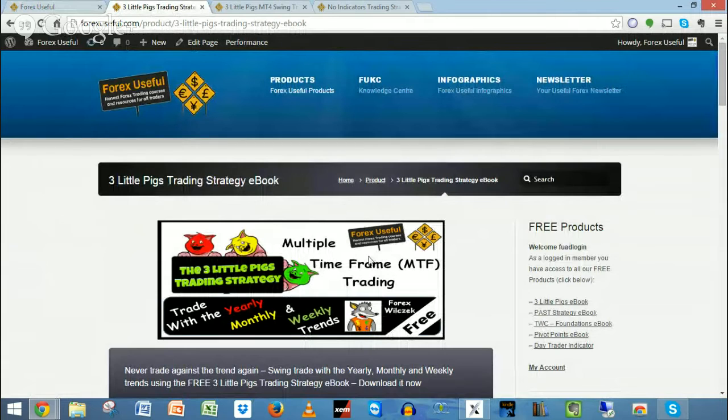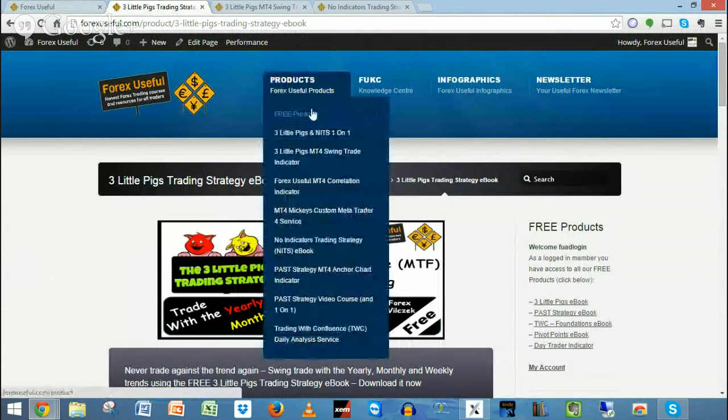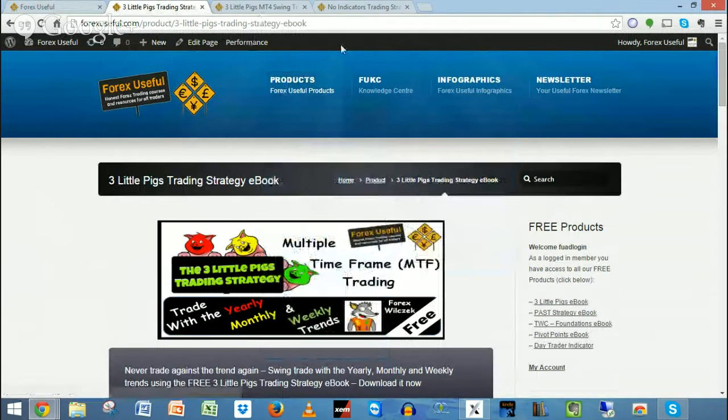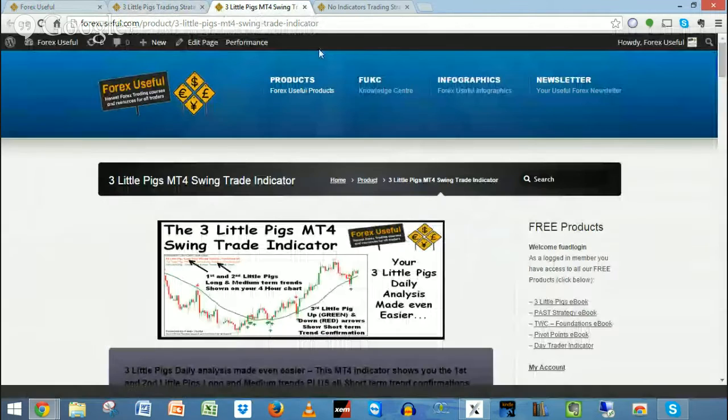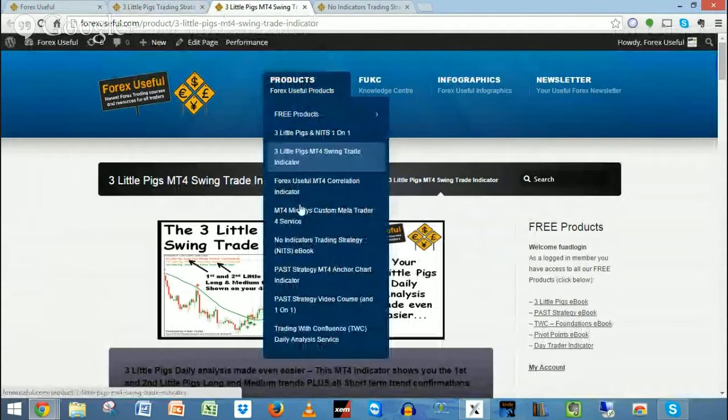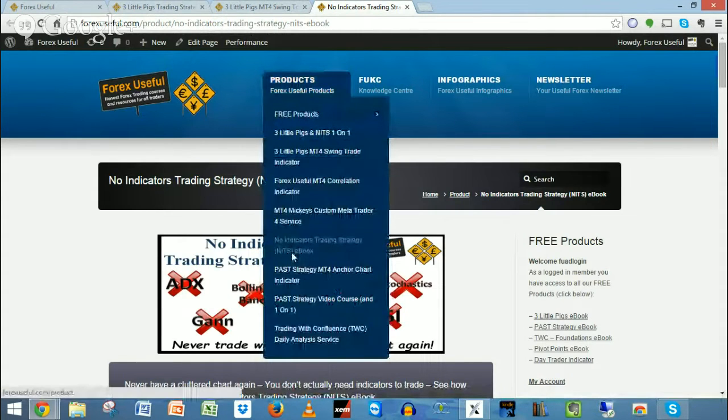And today I'm going to look through the live market. It's going to cover the Three Little Pigs, which is a free strategy ebook available here on the website under free products. The indicator I'm going to use today is the Three Little Pigs MT4 swing trade indicator, which is available here on the website. And finally, I'll wrap up by covering the no indicators trading strategy, which is also available on the website over here.